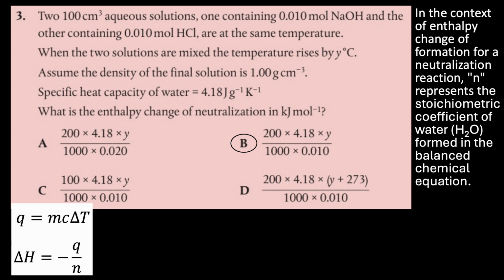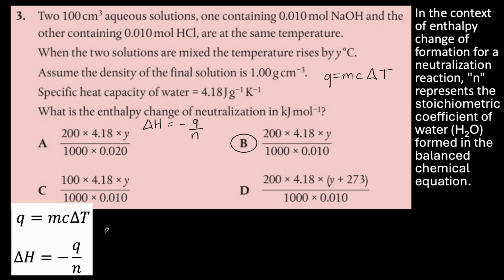So we know we're solving for enthalpy change, which is ΔH. And we are given a lot of information that points us towards Q equals mcΔT. So we know we're going to use Q equals mcΔT and then use Q in our final equation, which is ΔH equals negative Q over n. So the first step is solving for Q.